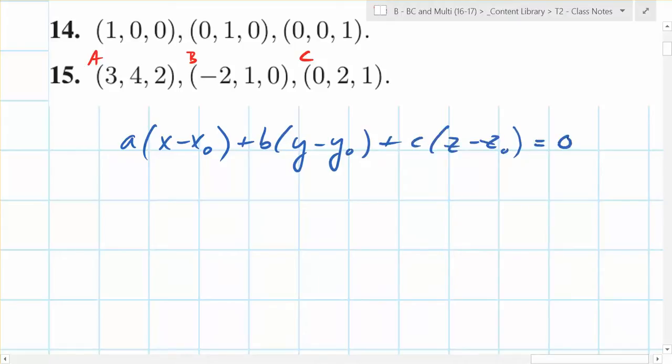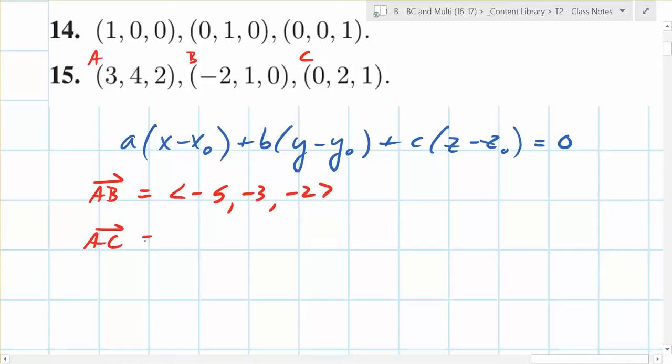Right. So we need to find a vector that is perpendicular to the plane. To do that, we use the cross product between two non-parallel vectors in the plane. So let's just do, how about AB and AC? So A to B, what's that going to be? -5, -3, and -2. Is that correct?